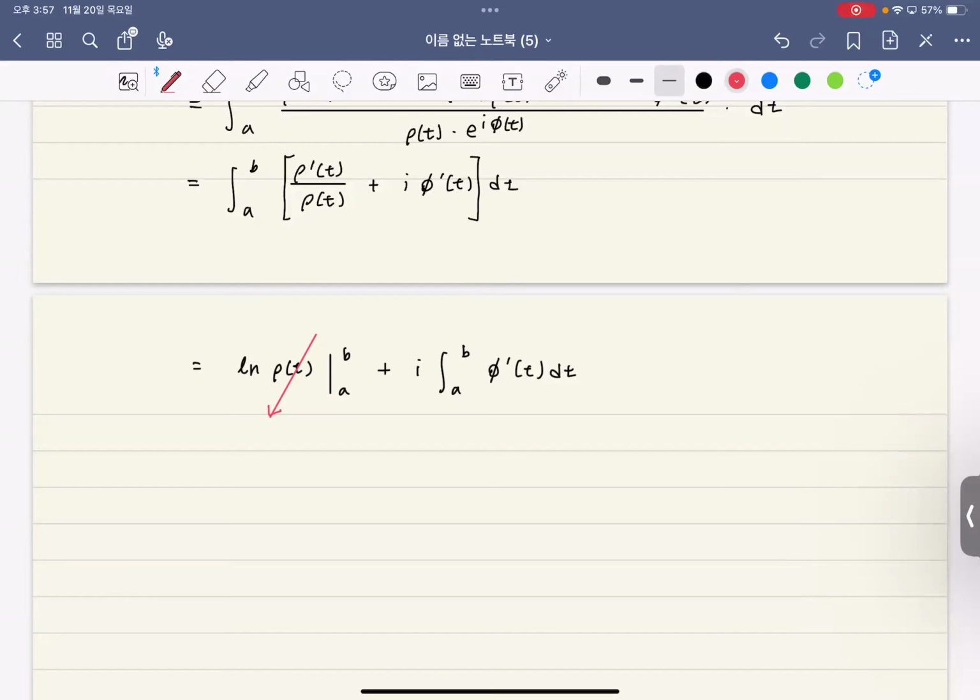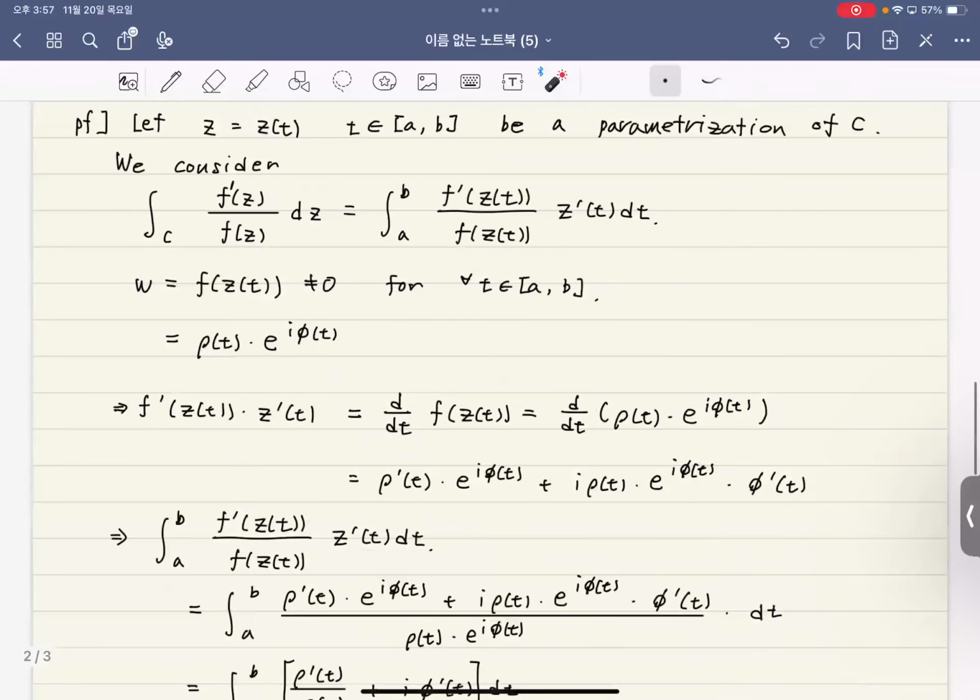And what is this? This clearly represents the change of the argument as you travel the curve gamma from the beginning to the end, right? So this is the number that we are looking for. So this is i times the change of the argument of f of z. Great. So we are done.